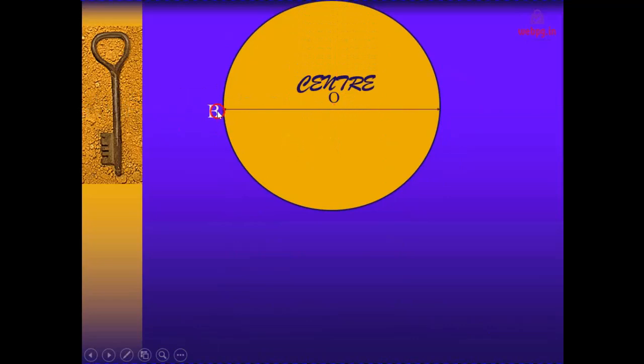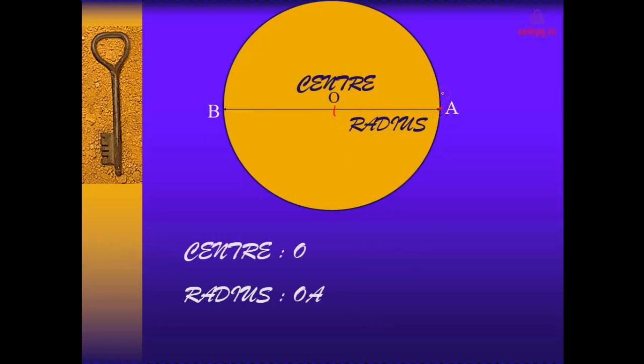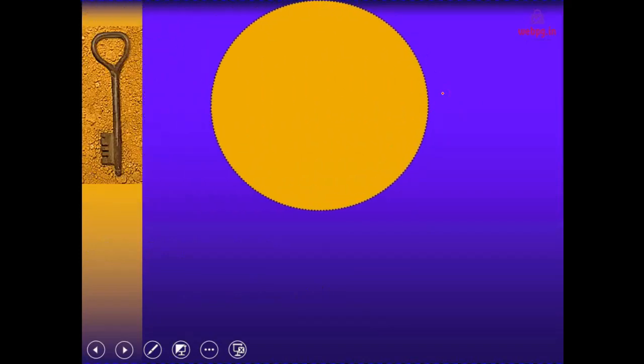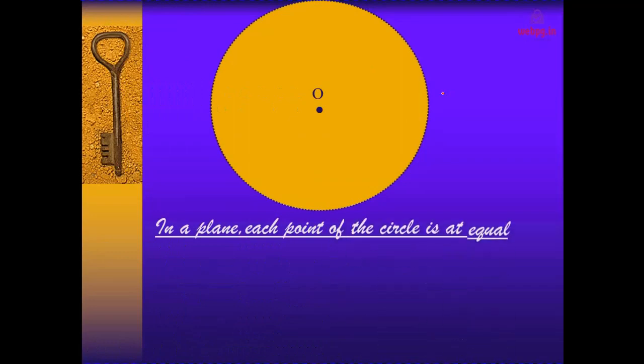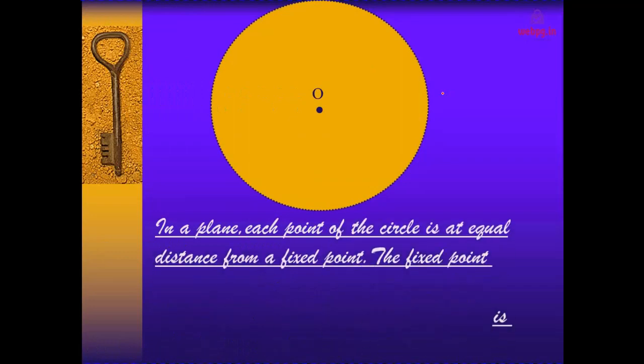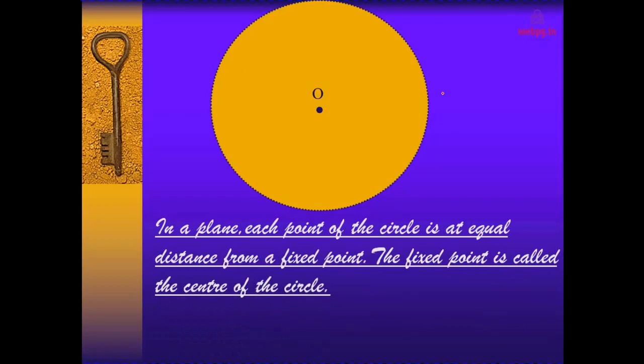So this is the distance between the two borders, or the highest distance between a circle and the center, and this is called a radius. The radius is from the center to the circumference line. This is the center O and the radius OA, and it is the same distance from O to anywhere. If I put it briefly, each point of the circle is set at an equal distance from a fixed point. The fixed point is called the center of the circle.